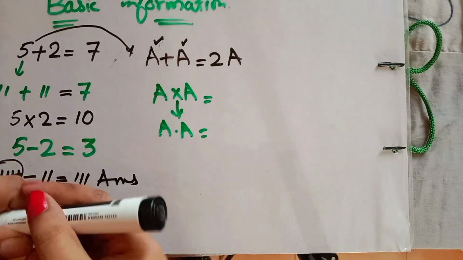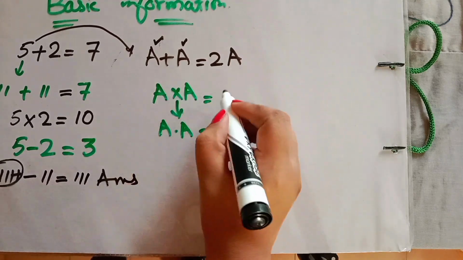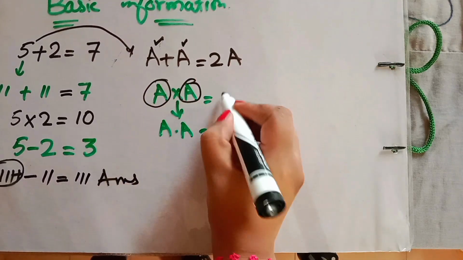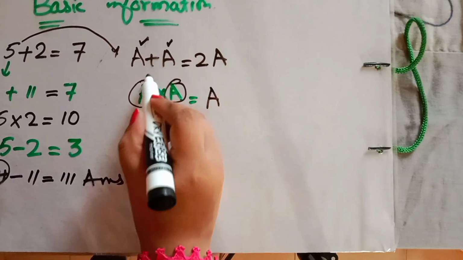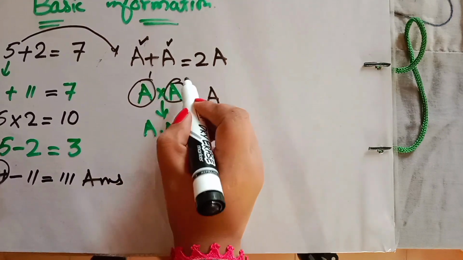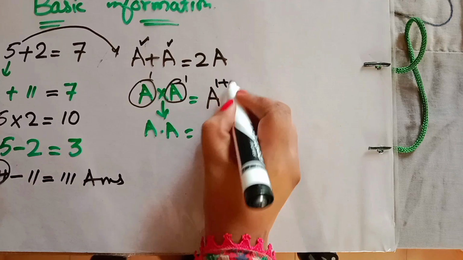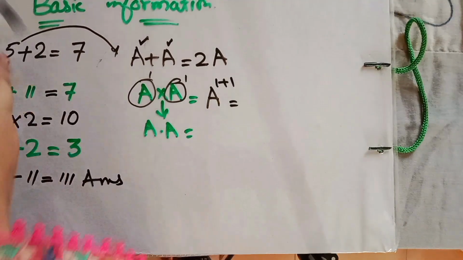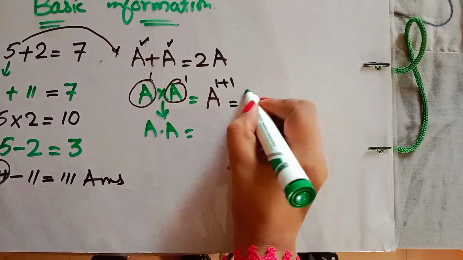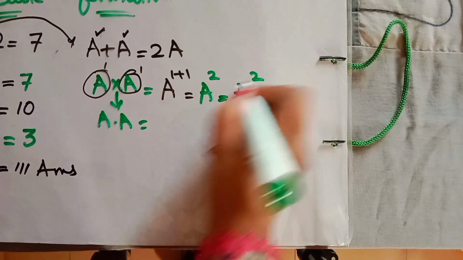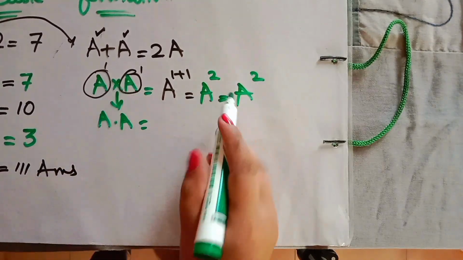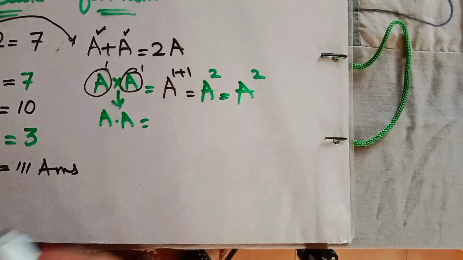In the case of multiplication, if bases are the same, we add their powers. For example, the power of a is 1, the power of this a is also 1, so 1 plus 1 is equal to 2. So we obtain a square. A multiplied by a results in a square.